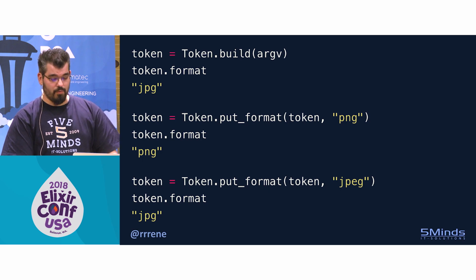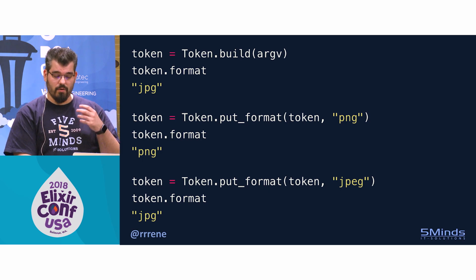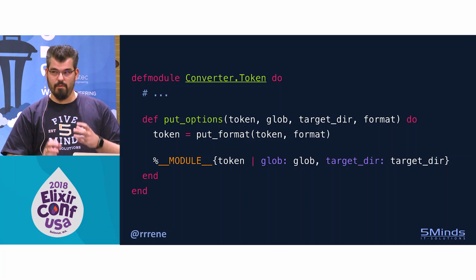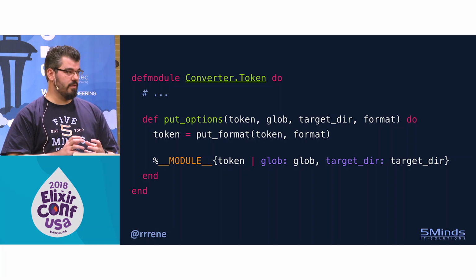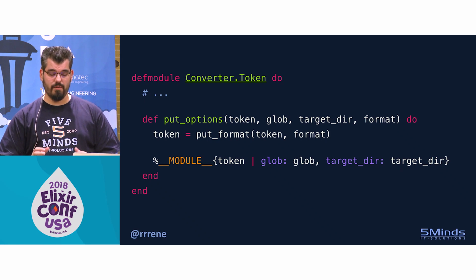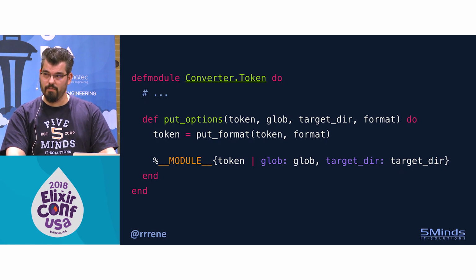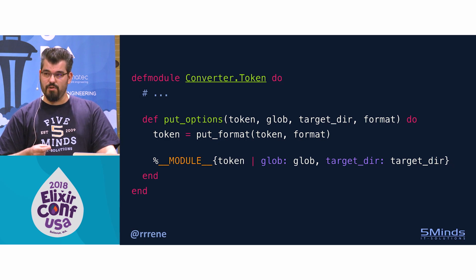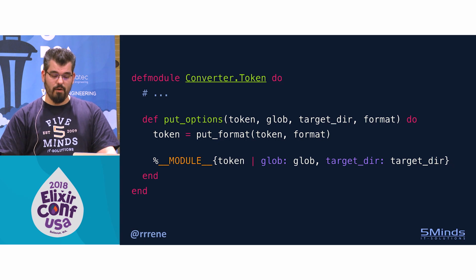This brings us to the last point, which is providing convenience functions driven by the business process. So the file glob, the target directory, and the image format are the combined result of the second step in our business process. And because of the fact that these only make sense together, we want to provide a function to write, validate, and normalize these options at once.